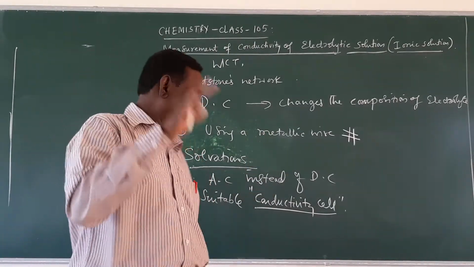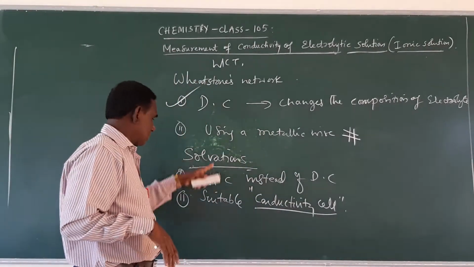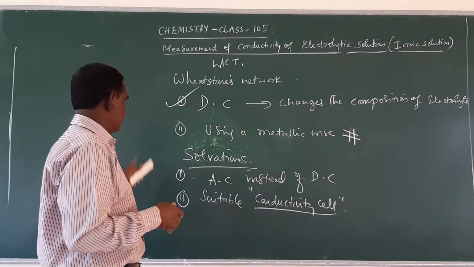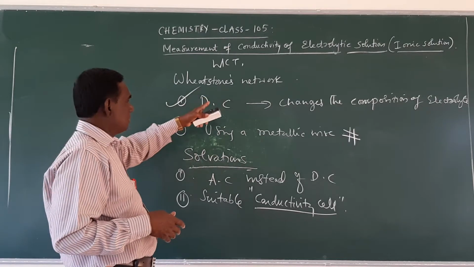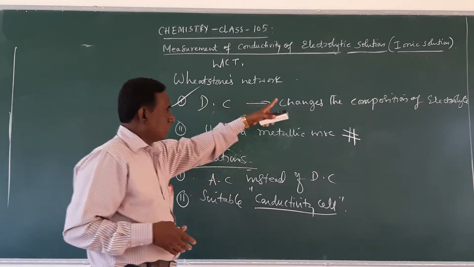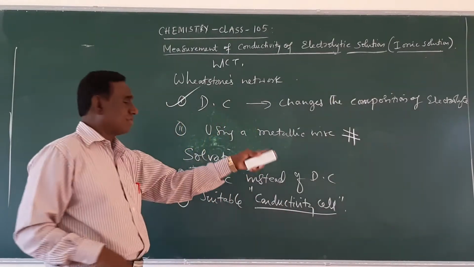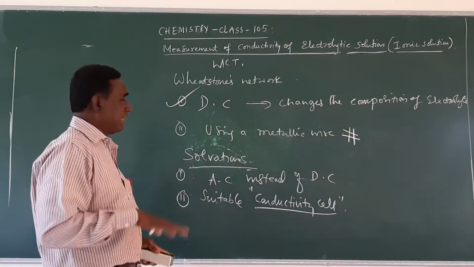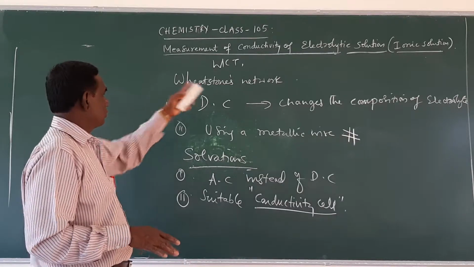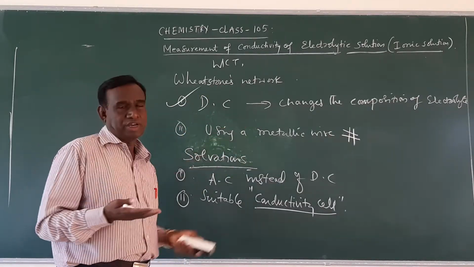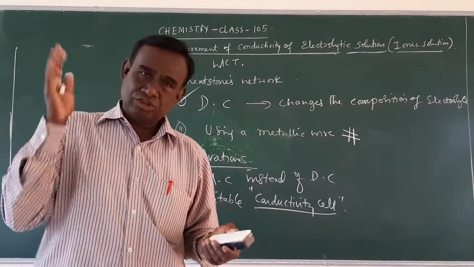So these two problems are solved by these two solutions. First problem is passing of direct current, which changes the composition of the electrolyte. That can be solved by passing AC instead of DC. Second problem, it is not possible to connect the Wheatstone's network with the solution by using a metallic wire or metallic conductor. So that can be solved.